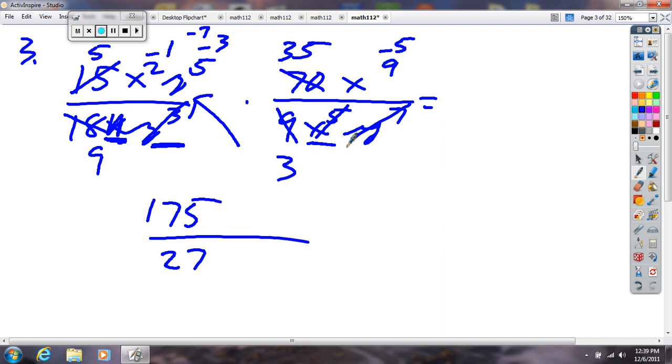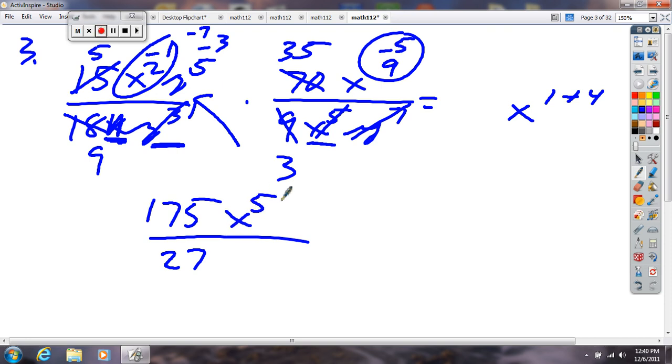This one's gone. So how many x's do I have left? Well, how many x's do I have? Here on the left side, I have 2 minus 1, so that's x to the 1. Here I have 9 minus 5, so that's a plus 4. So altogether I have x to the 5th power. The y's are here.